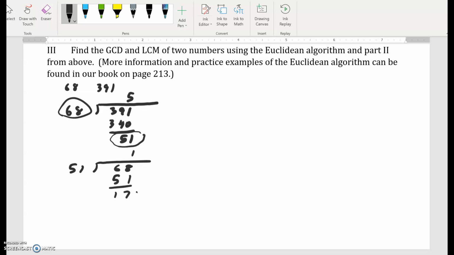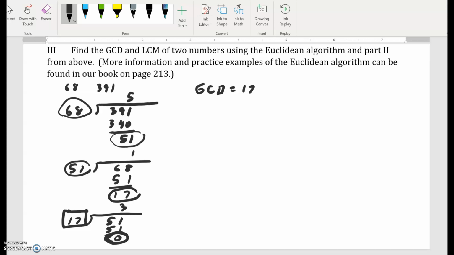And then do it again. Divide the remainder into the divisor. So it's kind of a string of divisions. And eventually this will hit 0. Believe me, if you do your divisions right, it will hit 0. And when it hits 0, you stop doing divisions and you simply write down this number. That is the greatest common divisor. So the greatest common divisor is 17, and that's a pretty slick trick.